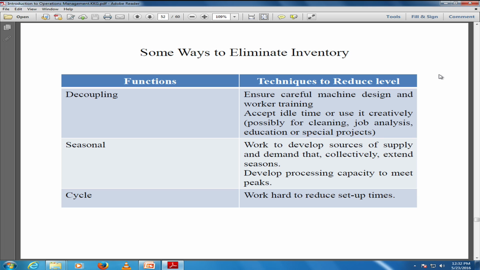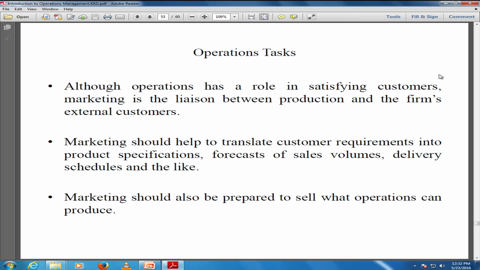Seasonal: work to develop sources of supply and demand that collectively extend seasons, and develop processing capacity to meet peaks. These are all practical suggestions which I observed during my work tenure, but there are mathematical models also.